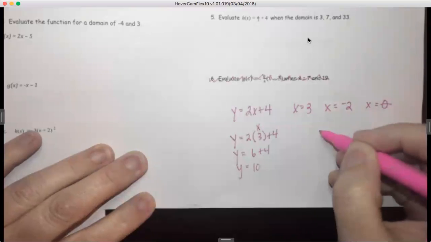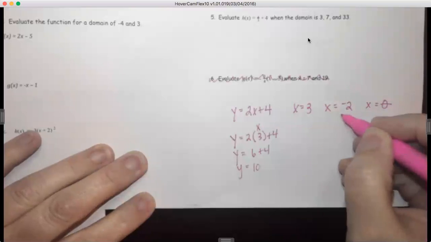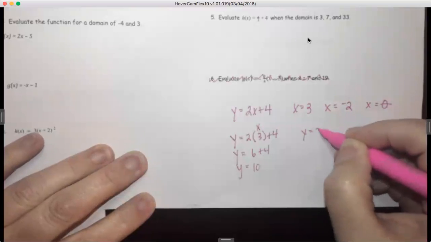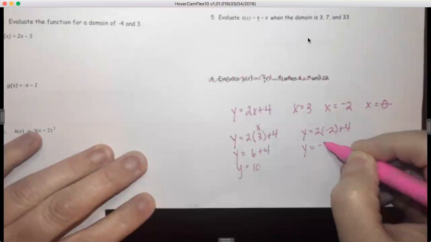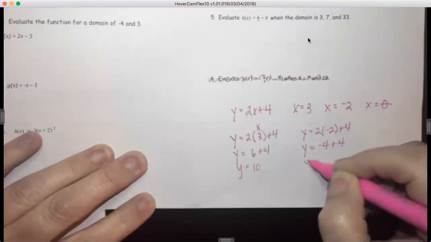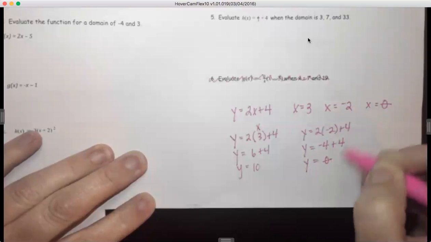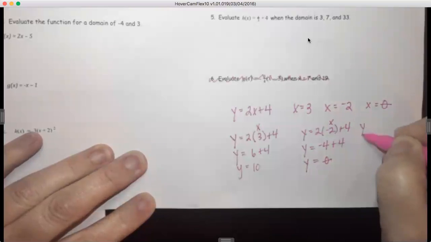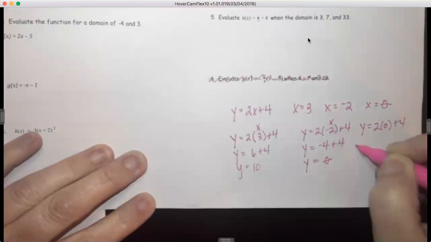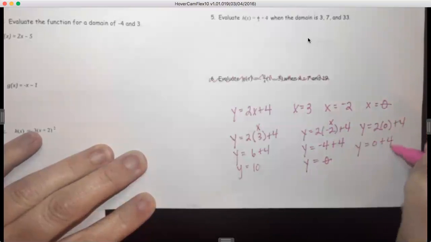Okay, what if we did it for negative 2? x equals negative 2, we plug it in the same way, and we do the math. And we get 0. So here's our x, here's our y. We can do it again for x equals 0. So 2 times 0 plus 4, y is 0 plus 4, y equals 4. This is our x, this is our y.